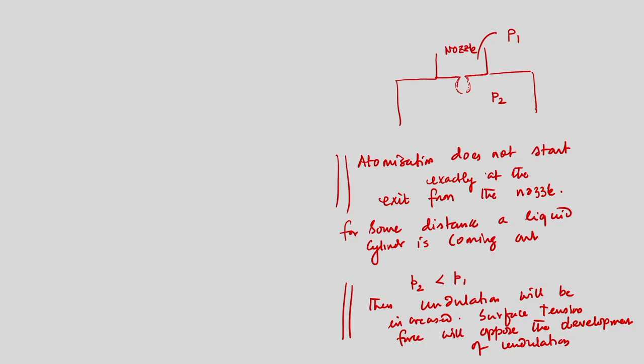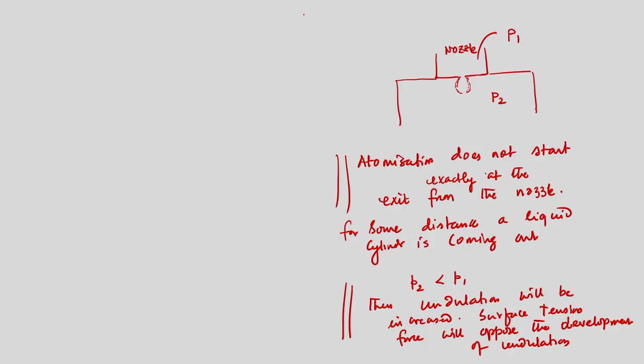So, that means we need proper selection of the nozzle. Surface tension force will continuously try to prevent this undulation, while the pressure difference will try to develop it. Now we need to know what the pressure drop should be so that we can ensure a proper shape of the liquid fuel spray, or proper depth of the spray pattern. These are the important aspects we should know.